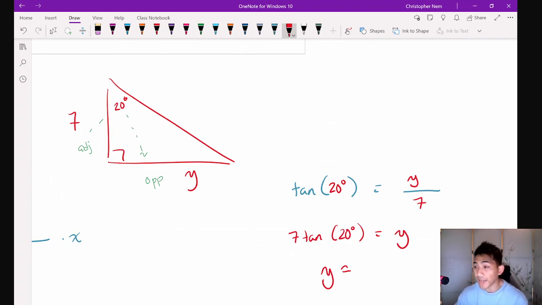Now you should put this in your calculator. Do not do 7 times 20. You cannot do that. This is around 3 feet.